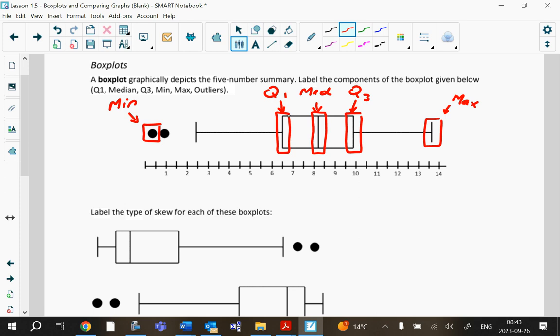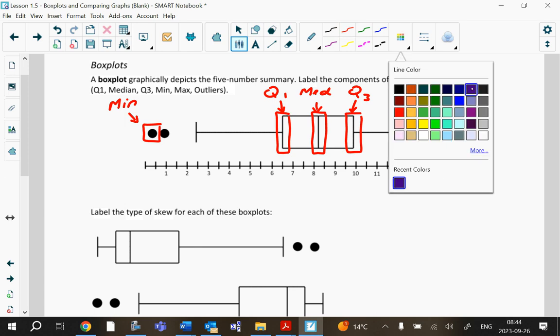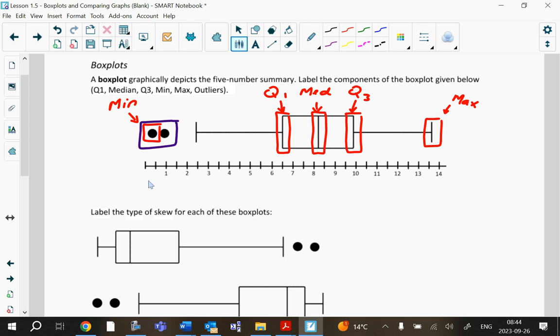Then the outliers would be represented by the dots that are outside. Another name for this is the box and whisker plot, because they call this the box, they call this the whiskers, and anything outside the whiskers is an outlier. So not only would this one be the minimum, it would be one of the outliers, with the other dot being the other one.